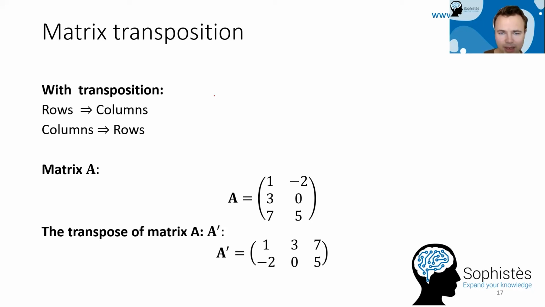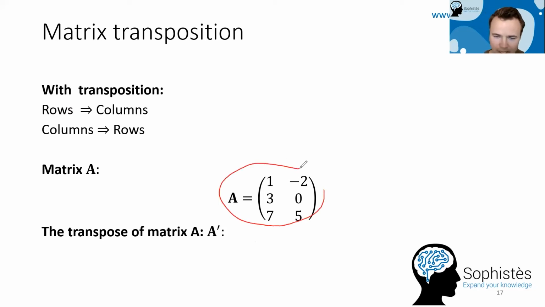So let me show you an example. If you are going to transpose a matrix, what you are basically doing is you're transferring the rows into columns, and you're transferring the columns into rows. So for example, if you first have this matrix, and by the way, a matrix always has an order, and the order of this matrix is that it has 3 rows and 2 columns. So 3 rows and then 2 columns.